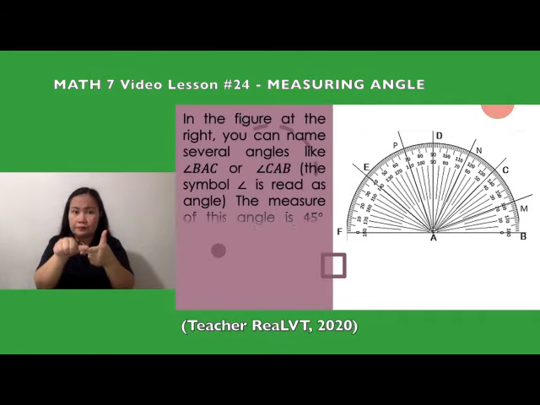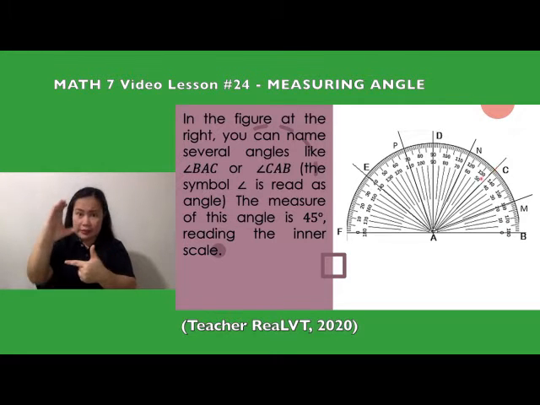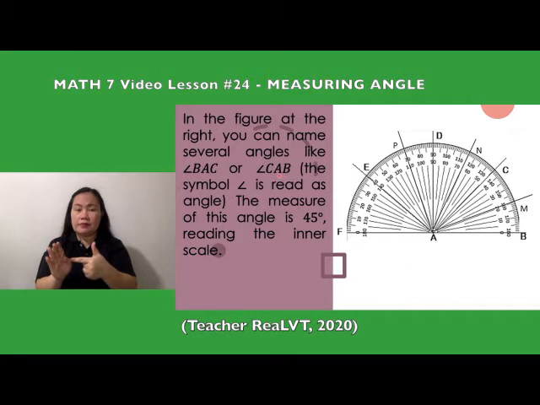So let's have an example. In the figure at the right, you can name several angles like angle BAC or CAB. So dito sa ating protractor, ang angle BAC ay pwede nating pangalanan ng CAB, tulad lang sila, pero dapat hindi magkakapalit o hindi magbabago ang position ng vertex, which is yung gitna ng dalawang rays or side. This symbol is read as angle. So the measure of this angle is 45 degrees, reading the inner scale.